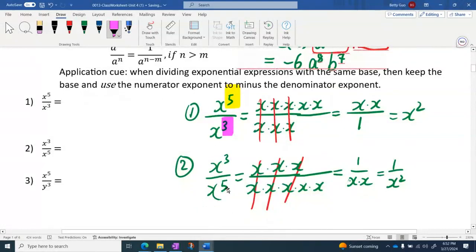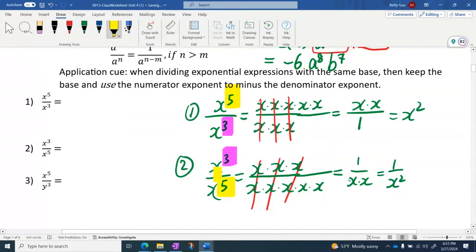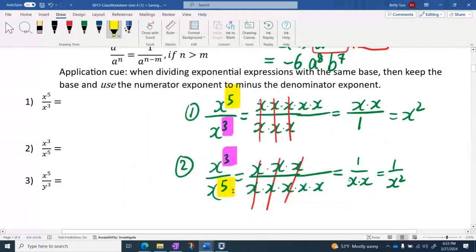Okay? But what if we have more x's in the bottom than in the top? Like question number 2. The bottom exponent 5 is bigger than the top exponent 3. In this case, we are going to use the bigger exponent minus the smaller exponent, but keep the result x squared on the bottom.